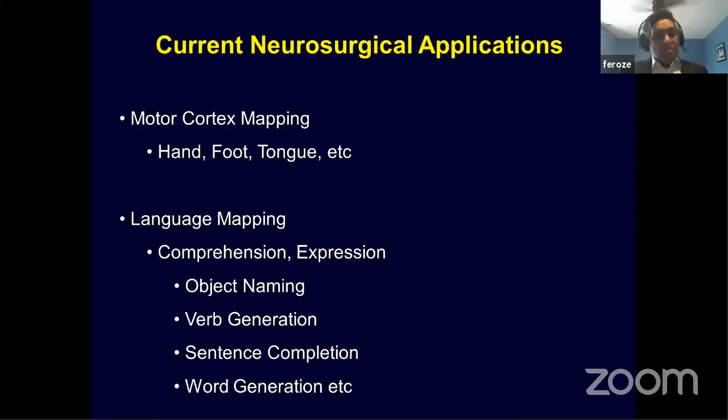So, how is this useful? Many of you are practitioners of this. Hope not to bore you all. There are many applications people are utilizing this for, mostly for motor cortex mapping, hand, foot, tongue, etc. And then, of course, the most important application, as I'm seeing as the field is growing, is for language mapping, primarily for looking at language comprehension and language expression.